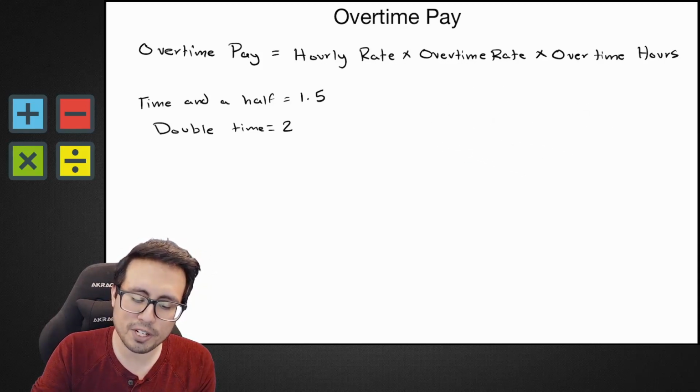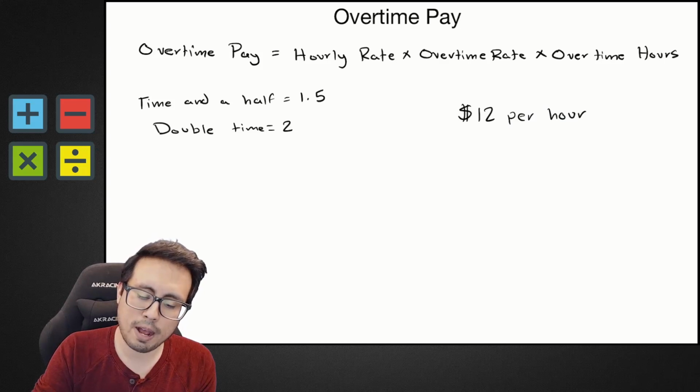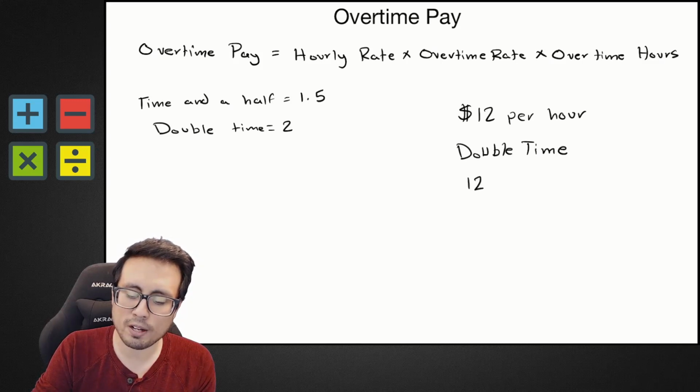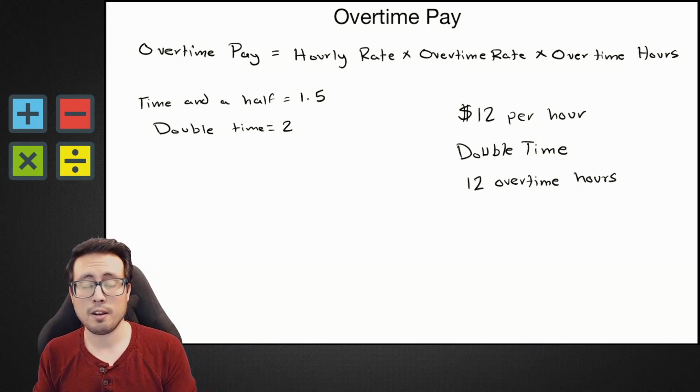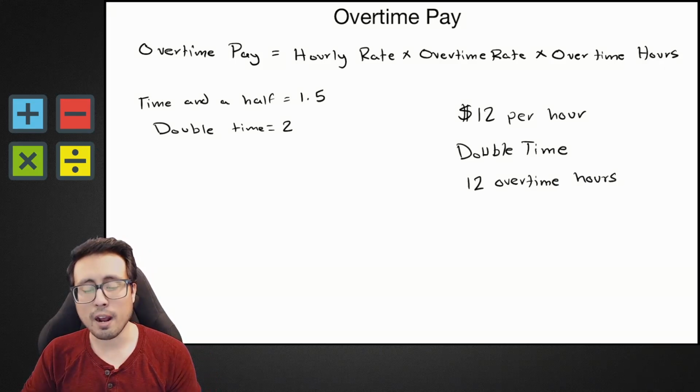So let's say we have a job where we make $12 per hour. $12 per hour. I get double time at this job. Double time. Okay. And this week I worked 12 overtime hours. What I want to know is, how much overtime pay am I going to get, right? Well, let's figure that out.